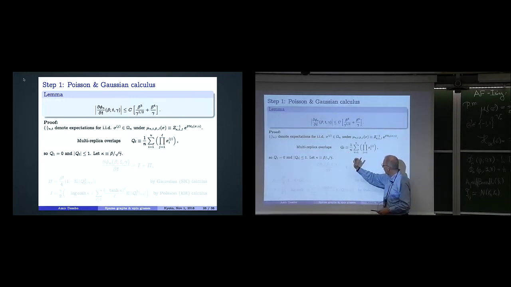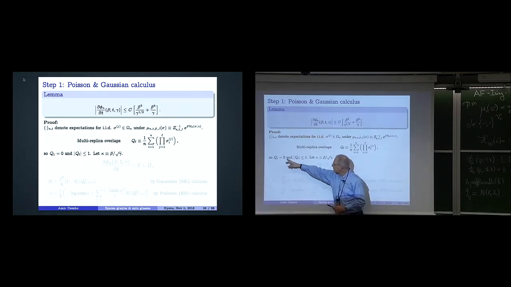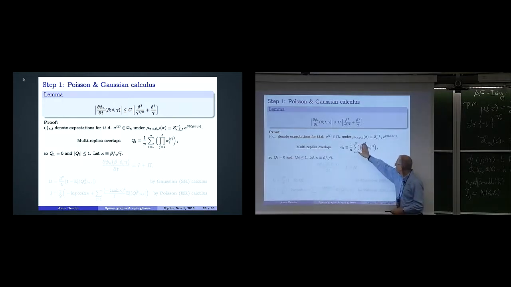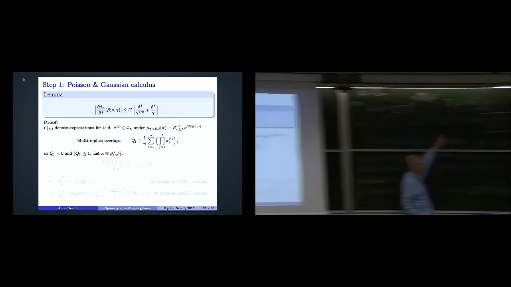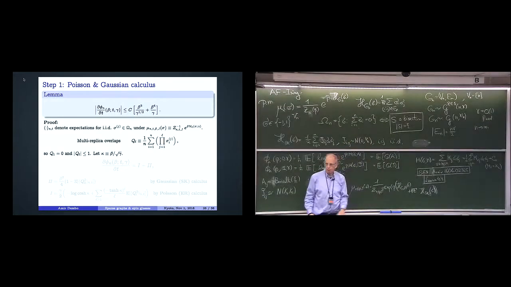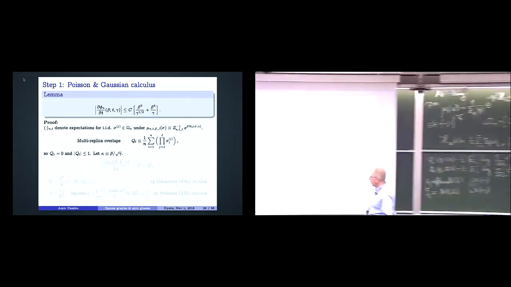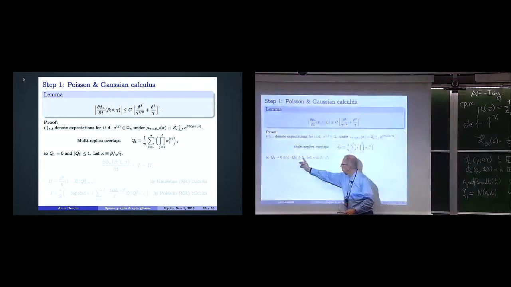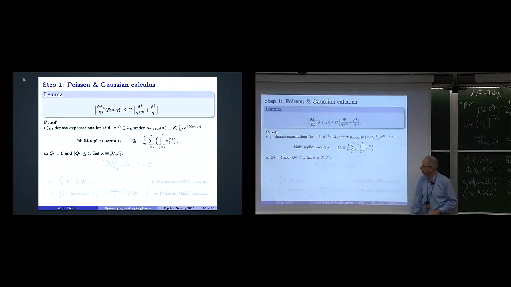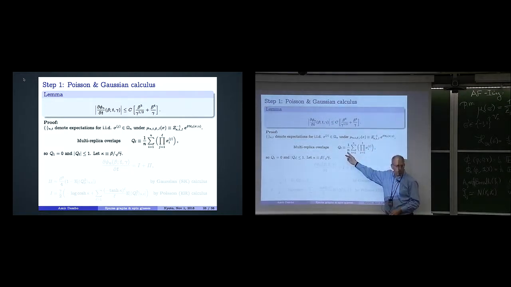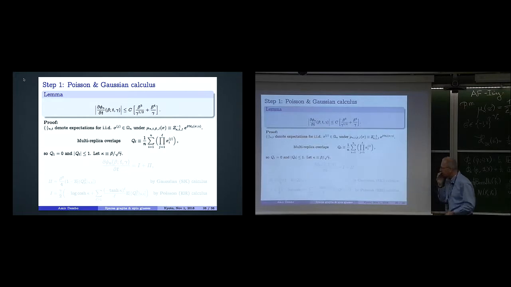Notice the following. First, Q1 is 0. Why? Because if you have only one vector, you are just summing it up, and when you sum it up you get 0 because you are in a balanced configuration. What happens to all the other multi-overlaps? They are all bounded by 1. Why? Because this is a product of plus or minus 1, at most 1, and you sum n terms divided by n, so certainly bounded by 1. That's all I need: all of them are bounded by 1, and the first one is 0.